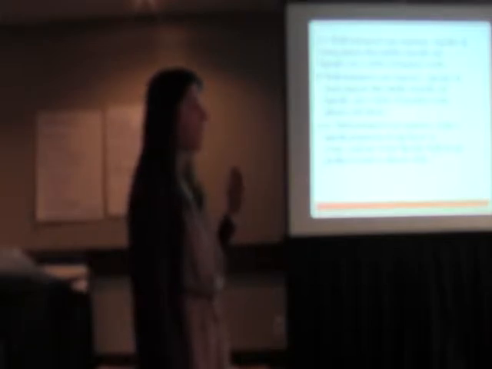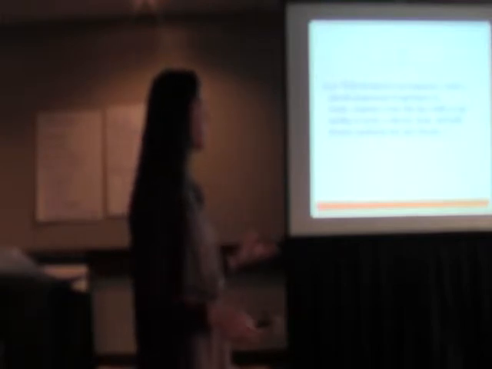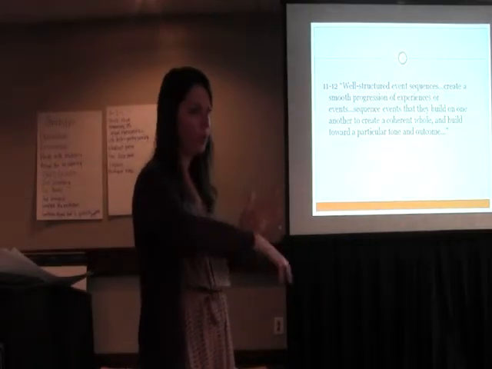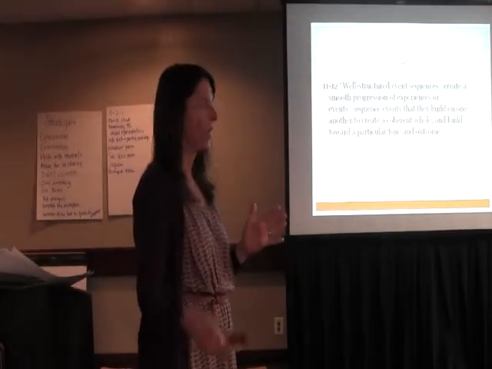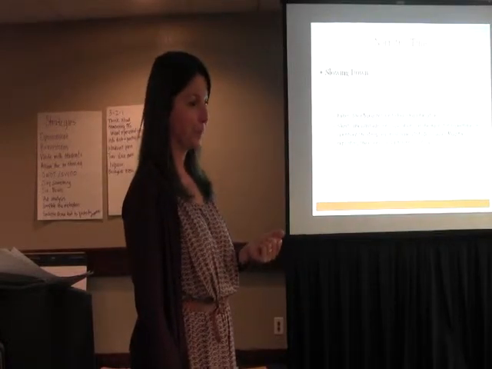And then we get to 9, 10. We want to have well-structured event sequences, create a smooth progression of experiences or events, sequence events that build on one another to create a coherent whole, and then ultimately we want them to get to the place where they have those event sequences, a smooth progression, that build on one another to create a coherent whole and build toward a particular tone and outcome. So we're working through that process with kids all the way through that K through 12 continuum when it comes to shaping time and narrative.